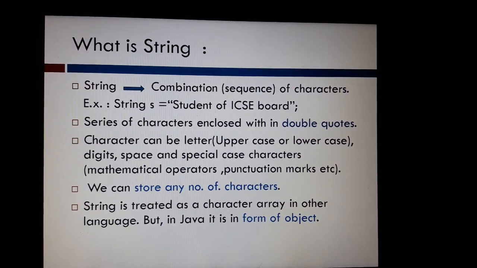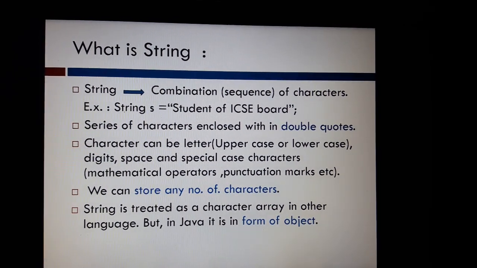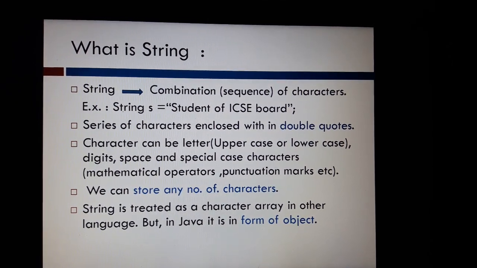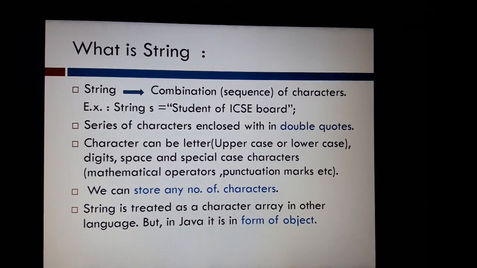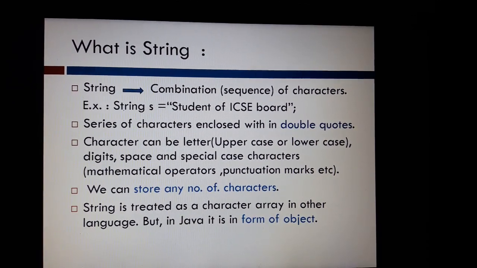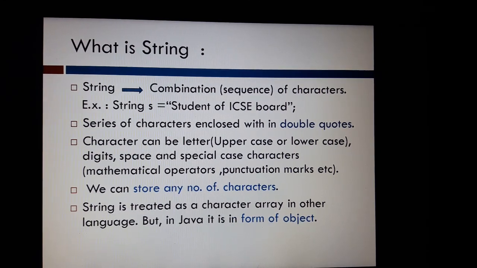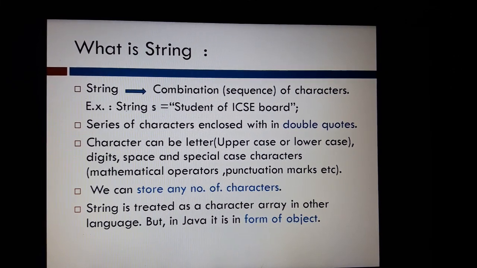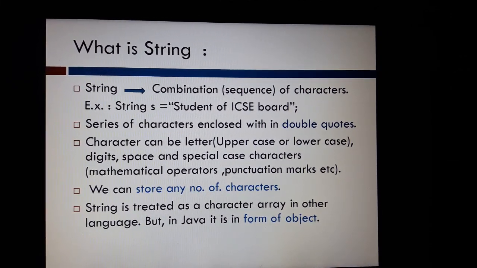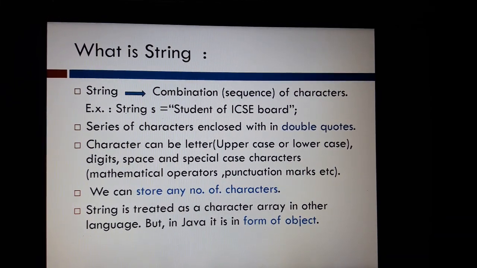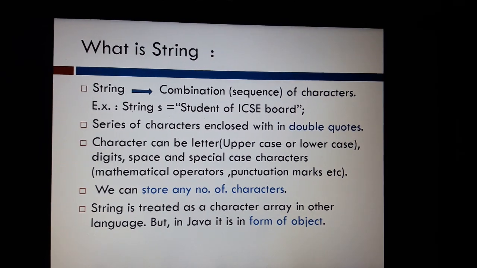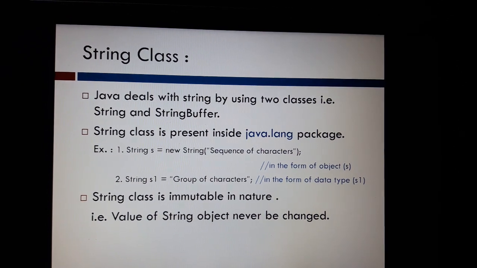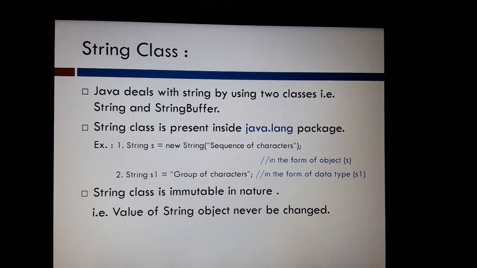And what you have to remember, string is in the form of a character array. If we are talking about any other languages, it always behaves like a character array. In Java also it behaves like a character array, but Java treats it as a class because Java is an object-oriented programming language, and in an object-oriented programming language everything is in the form of classes and objects. That's why in Java it is a class. And how we are going to use the string class, we are going to discuss in this video.